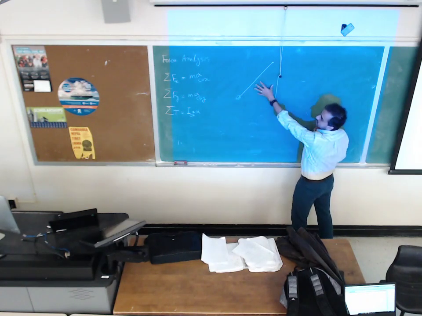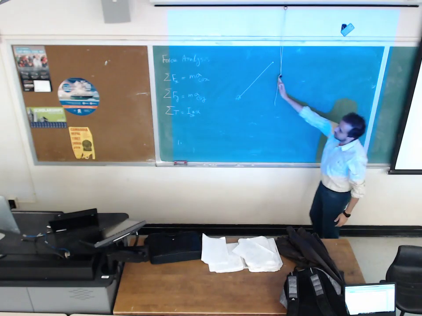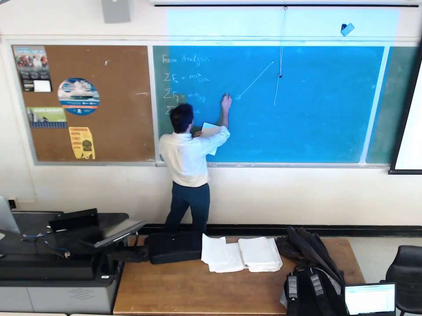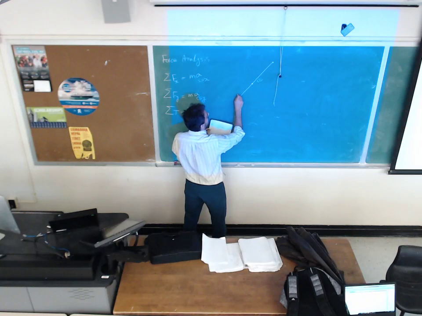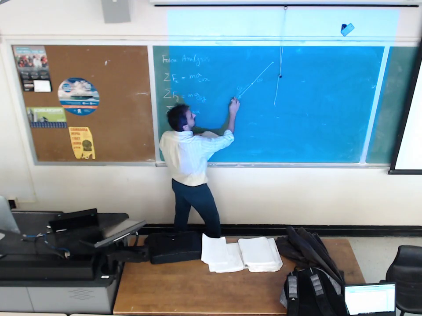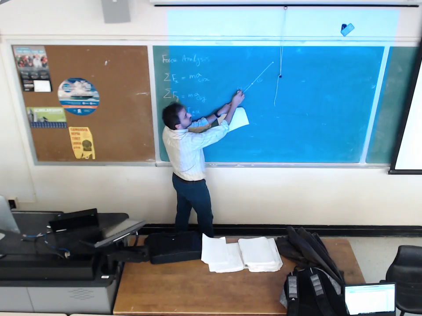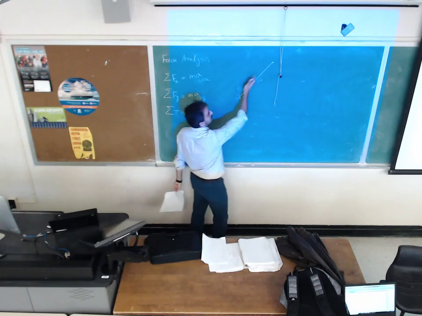So link 2, if this is the origin, suppose the center of gravity is located here at the distance of R G2, the distance of the center of gravity from the origin, the digit representing the link number. Link number 1 is ground, link number 2 is this. So this angle is theta 2.